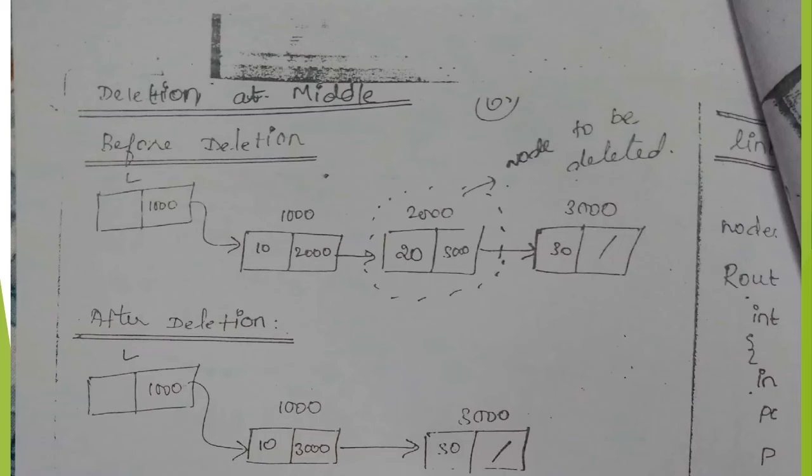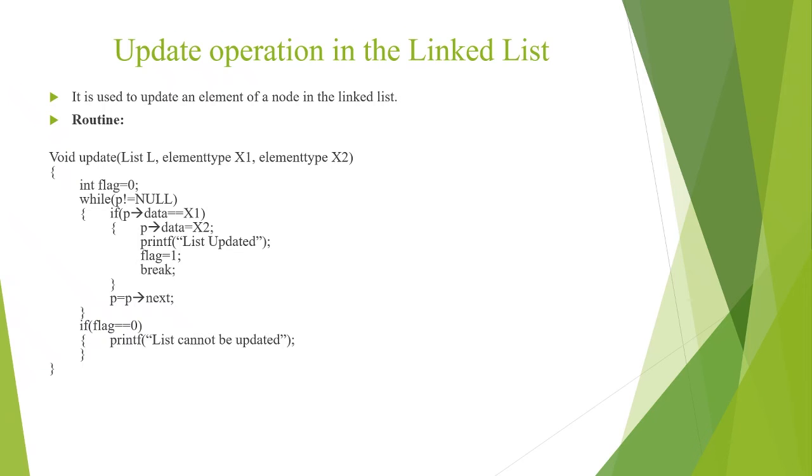Now we will make Q store the address of the next node of P, that is 3000, by using the statement Q->next = Q->next->next. So Q's next node's next will become Q's next. So after deletion, the middle node P is removed and we will have only two nodes in the list. Now we will see the update operation in the linked list.